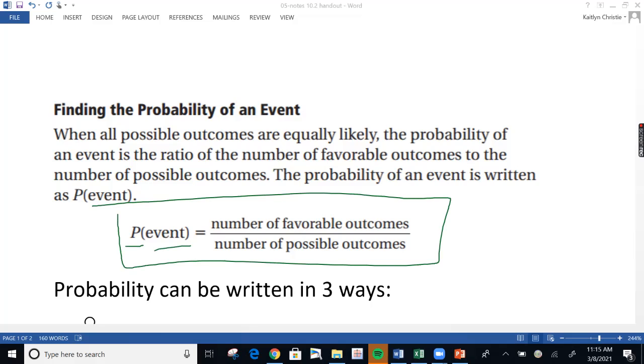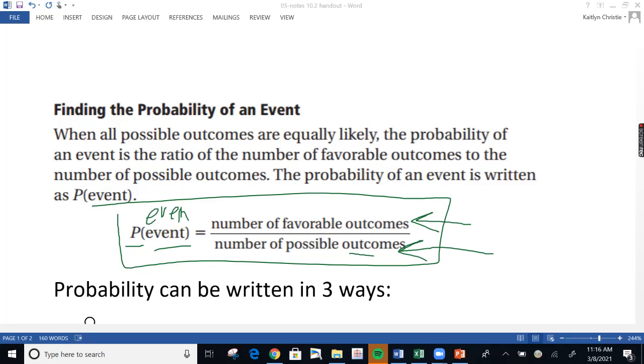So if we wanted to roll a 4 on a dice, we would replace that event with a 4. If we wanted to roll evens, we would replace that event with the word even. And then the number of favorable outcomes over the number of possible outcomes.